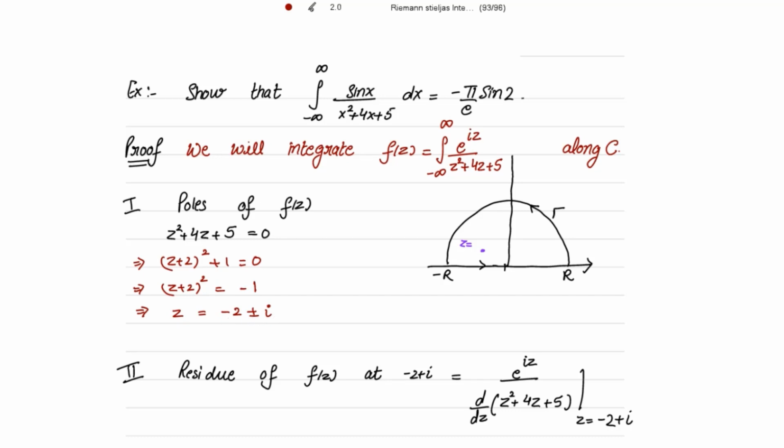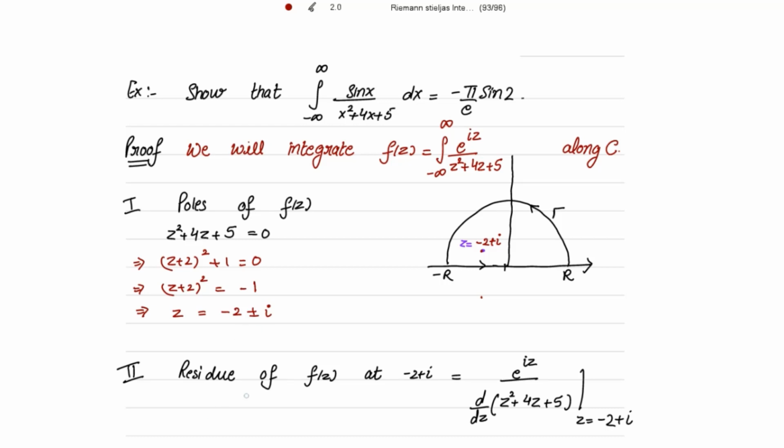Now which of the poles lie inside the contour? One is minus 2 plus iota, the other is minus 2 minus iota. If we check, minus 2 plus iota will lie here at this purple point, and minus 2 minus iota will lie outside this contour somewhere over here, just the opposite. So I have to calculate the residue only for those poles which lie inside the contour. So take z equal to minus 2 plus iota only.